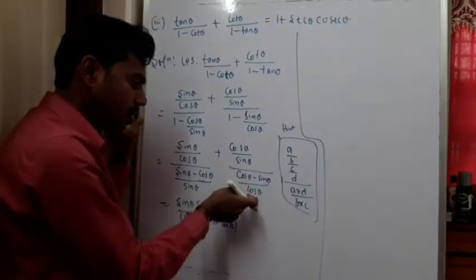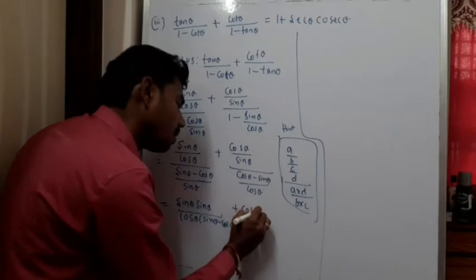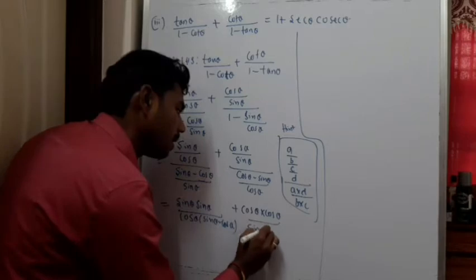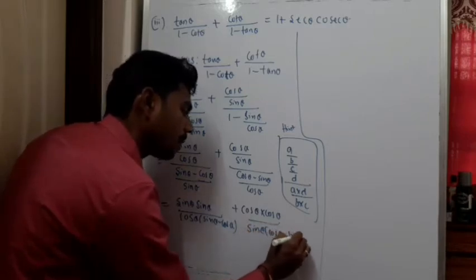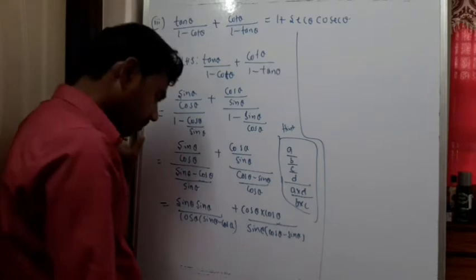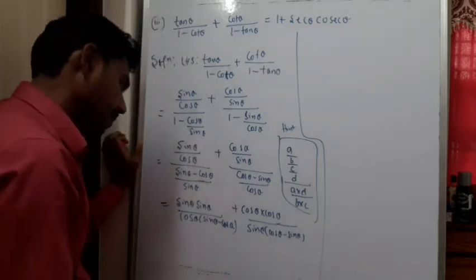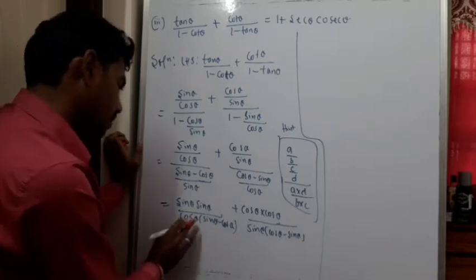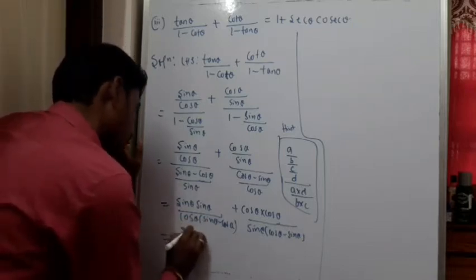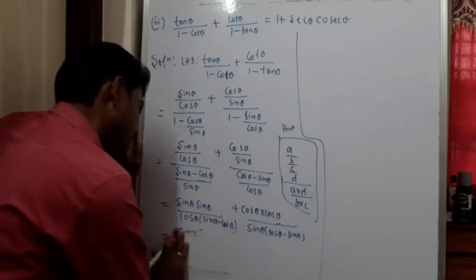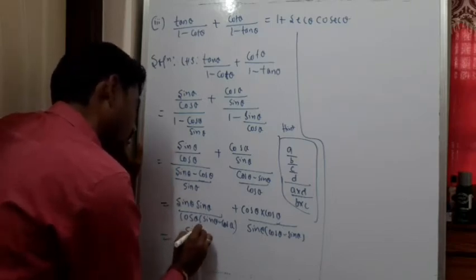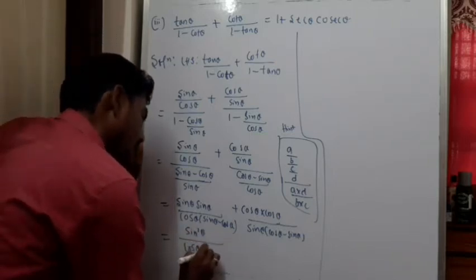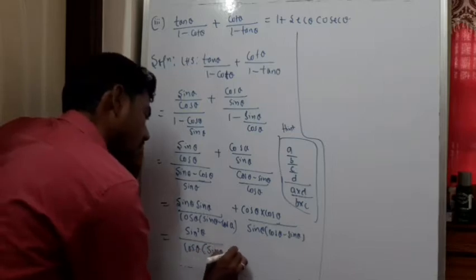Similarly, what will come? This cos theta and this cos theta. Cos theta into cos theta divided by the sin theta will come to the denominator. Sin theta into cos theta minus sin theta. Hope you understood. Now, what we need to do here? We'll write it down. Okay. We'll make the denominator equal. Sin theta into sin theta is nothing but sin square theta, divided by cos theta, written as it is, into sin theta minus cos theta.